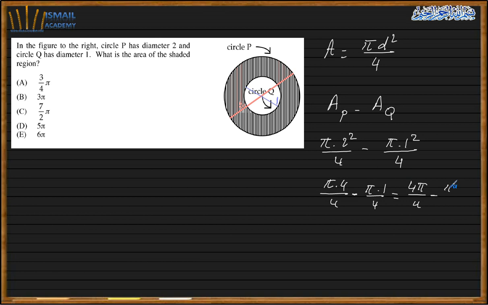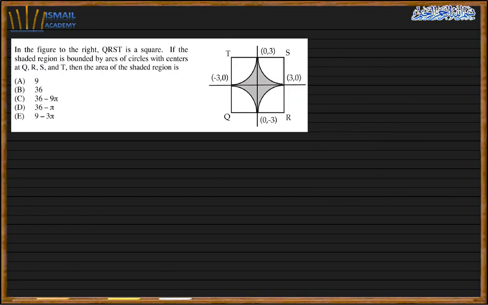Questions? QRST is a square, which means all sides are equal. It looks like from here to here is 3, so the whole thing here is 6, and here is 6. That means the side is 6.